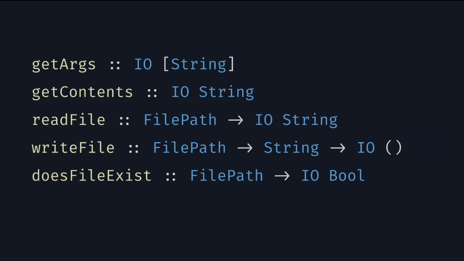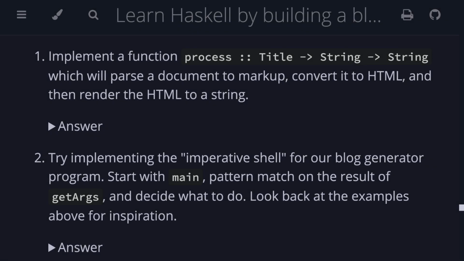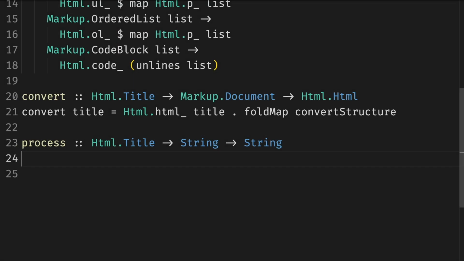We're going to need a few functions: get the program arguments, read all the content from standard input, read all of the content from a file, write a string into a file, and check whether a file exists. First, we have to implement a function process, which will parse a document to a markup, convert it to HTML, and then render the HTML to a string. And then we want to implement the imperative shell for our blog generator program. We start with main, pattern match on the result of getArgs, and decide what to do. As the chapter suggests, we only need to glue things together.